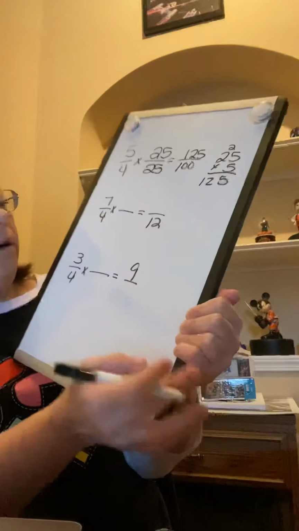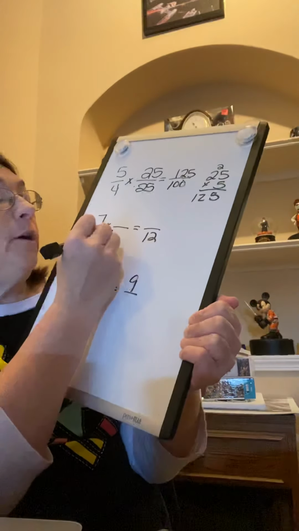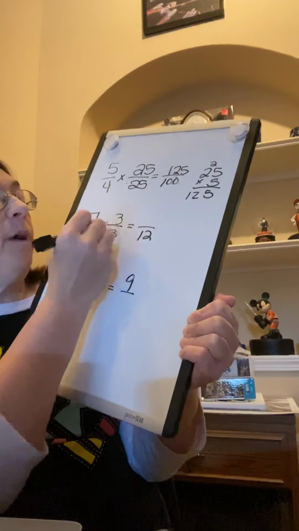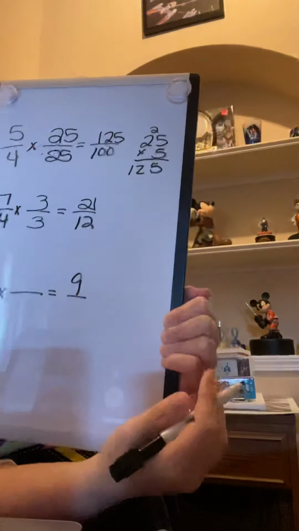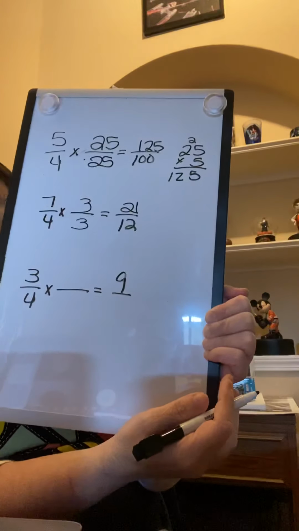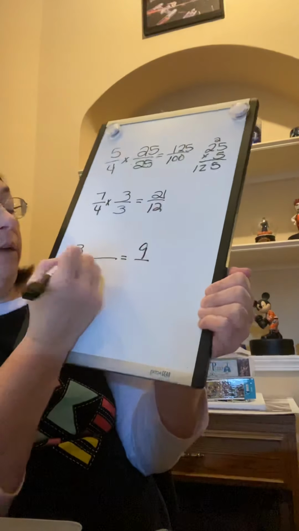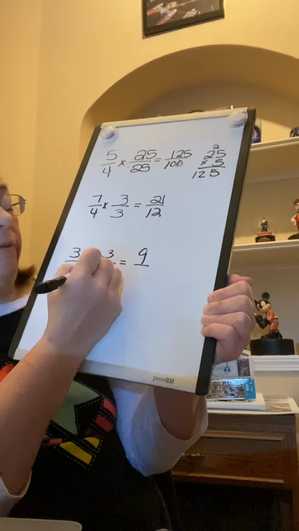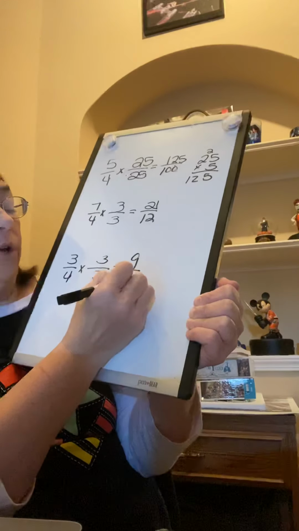All right. Number 12. 4 times 3 gives me 12. Whatever I do to the bottom, I have to do to the top. So 7 times 3 is 21. And number 13. 3 times 3 is 9. Whatever I do to the top, I have to do to the bottom. So 3 times 4 is 12.